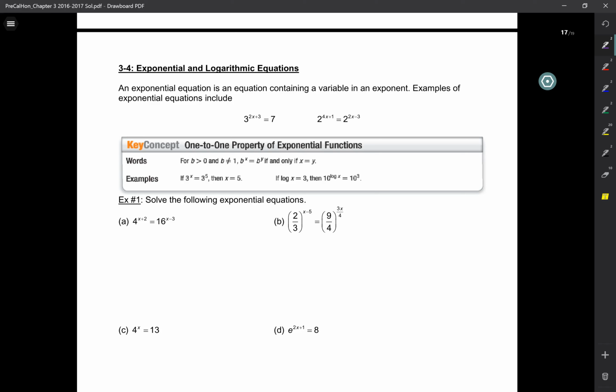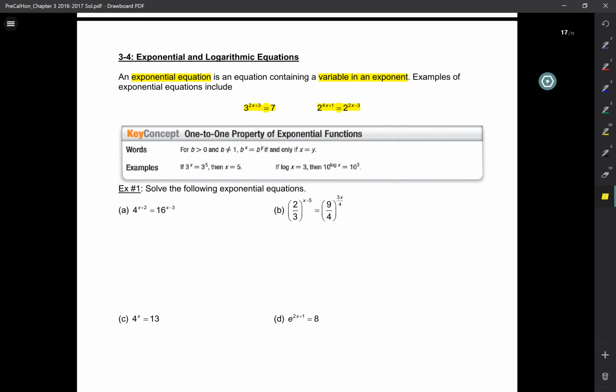Hi everyone, today we're talking about exponential and logarithmic equations in section 3.4. Alright, well, what is an exponential equation? An exponential equation is an equation that contains a variable in the exponent. So examples, take a look at this one. 3 to the power of 2x plus 3 equals 7. Or we have ones where we have variable exponents on both sides.